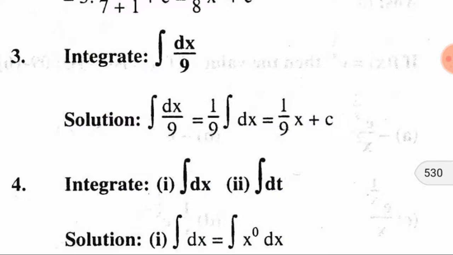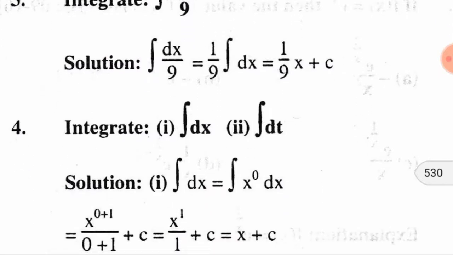In problem 3, we'll get integration of 1 by 9 with respect to x. This can be written as 1 by 9 integration of dx, and we know that integration of dx is x, and here c is the integral constant. So the integral of the given function dx by 9 is 1 by 9 x plus c.